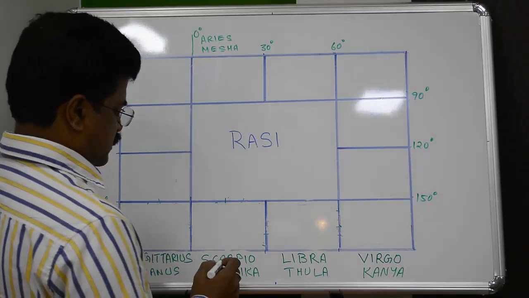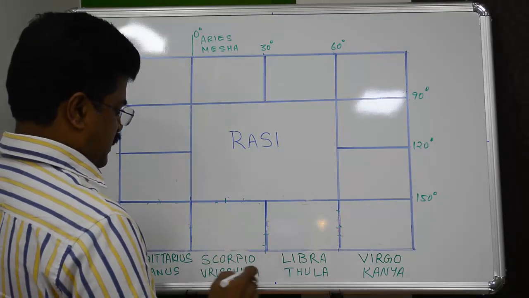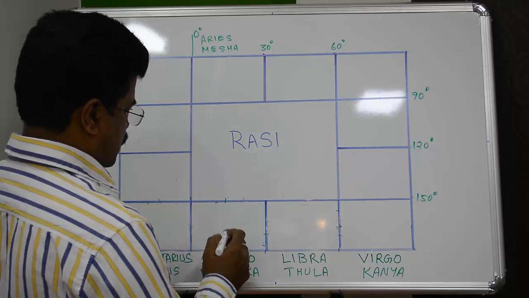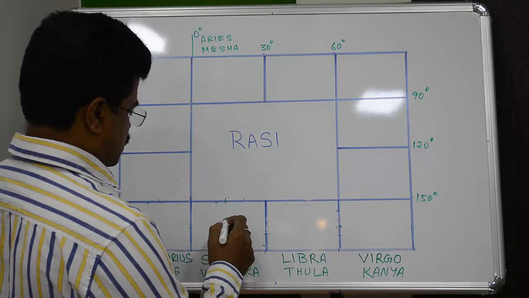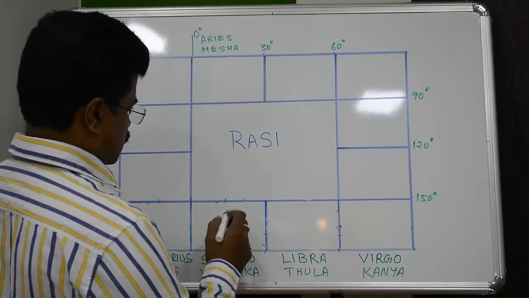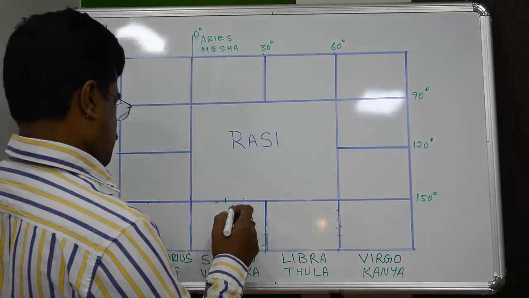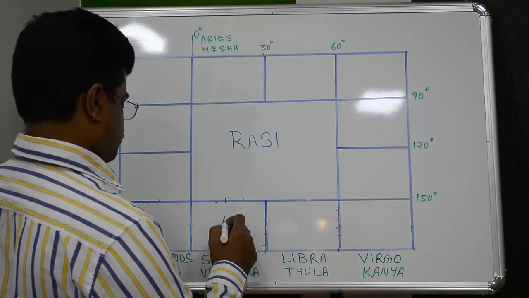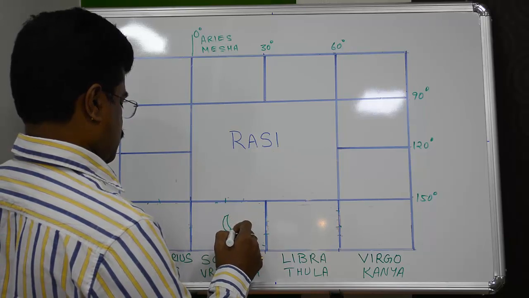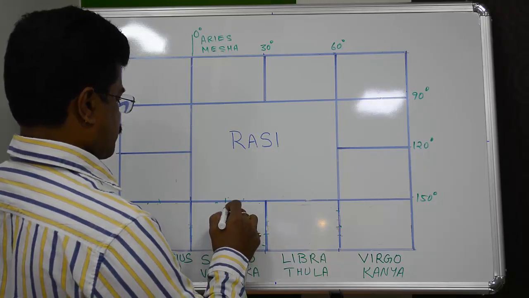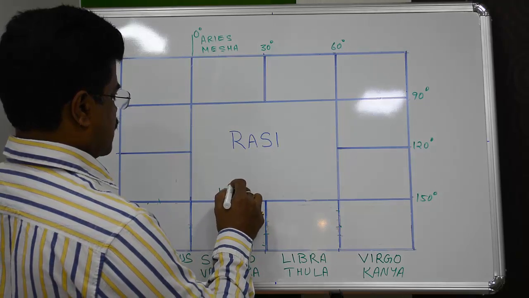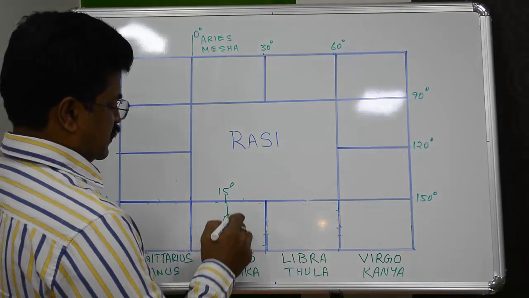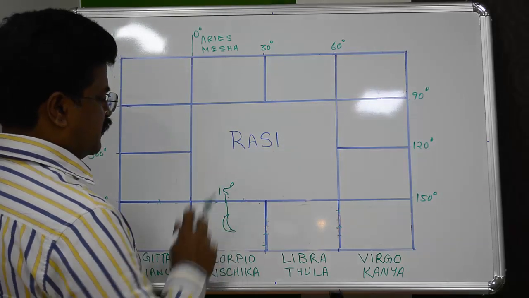I'll start with Scorpio or Vrishchika Rasi, which is over here, and let's do an example. Let's assume that someone is born in the star called Anuradha Nakshatra, which is somewhere over here. Okay, and this is the midpoint. In this example, I'm going to assume that this person has the moon on the 15th degree.